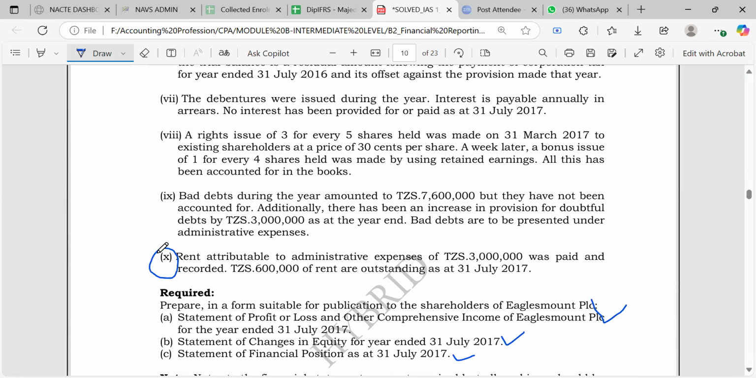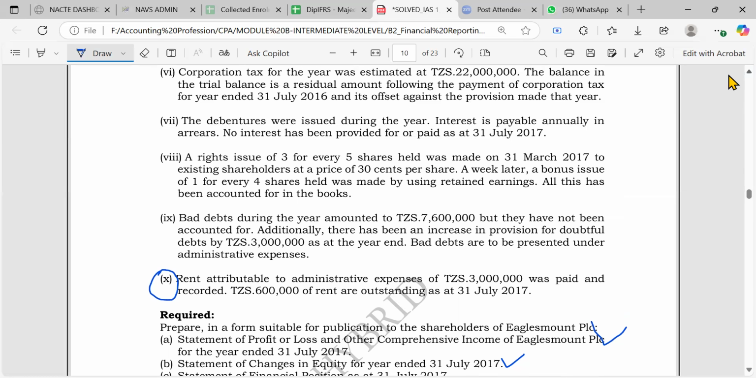It says rent attributable to administrative expenses of 3 million was paid and recorded. 600,000 of rent is outstanding at 31st July 2017. So rent is usually taken to admin expenses, and it was worth 3 million. It was recorded and paid, but 600,000 is still outstanding.